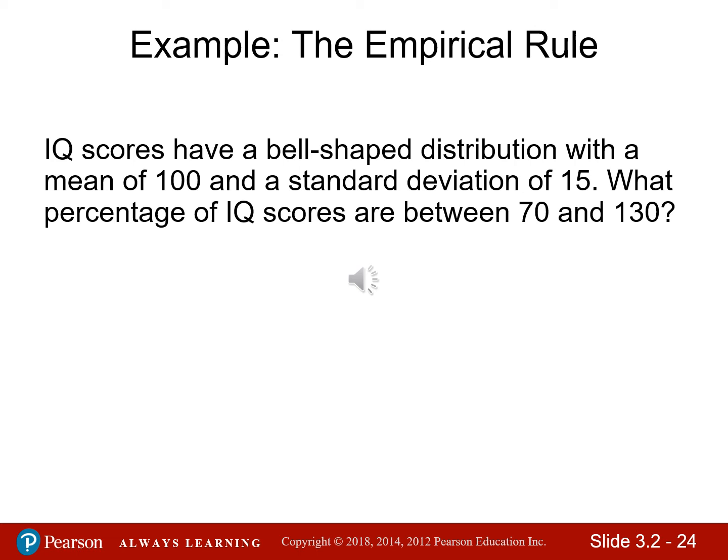Let's consider an example using IQ scores. IQ scores have a bell-shaped or normal distribution with a mean of 100 and a standard deviation of 15. What percentage of IQ scores are between 70 and 130?